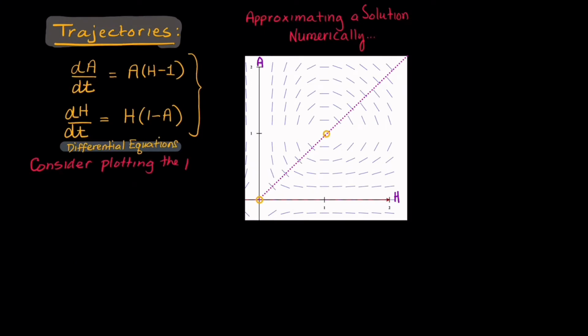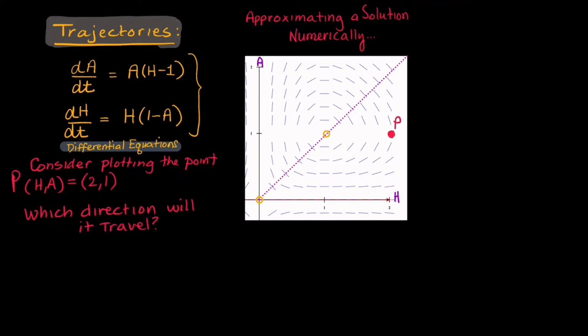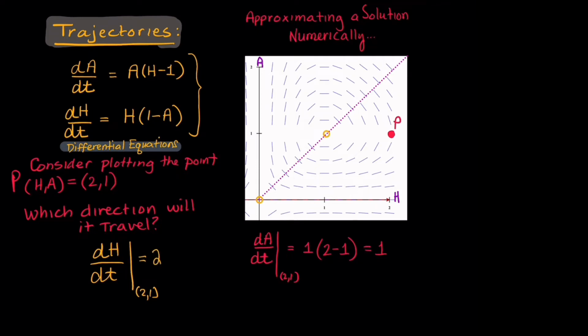Now, how do we know how the trajectories will be traversed? Well, approximating this numerically, let's pick a point in the plane such as (2, 1). We plot that point and find out what the differential equations will tell us that point will do. Which direction will that point travel along the slope field? Looking at dA/dt, how the alien population will change over time at this particular population, we get a 1. And for dH/dt, we get 0 at this particular point.